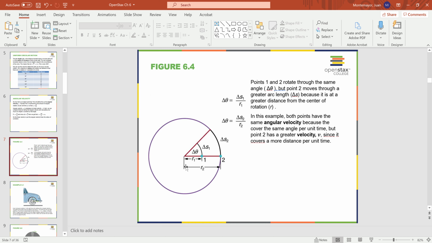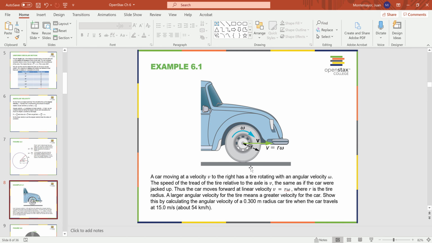So this radius really comes into effect here. They have the same angular velocity, but it takes them a little bit longer to get there. So that brings us to our first example. We have a car moving at a velocity v to the right, with a tire rotating with an angular velocity omega. Okay, so we have both velocities here.